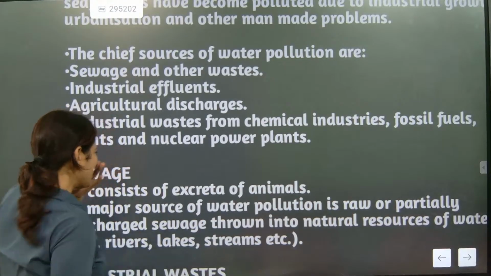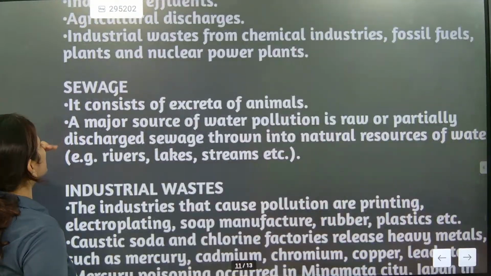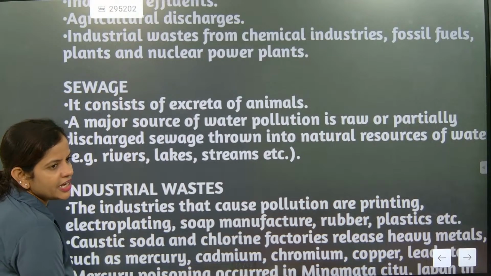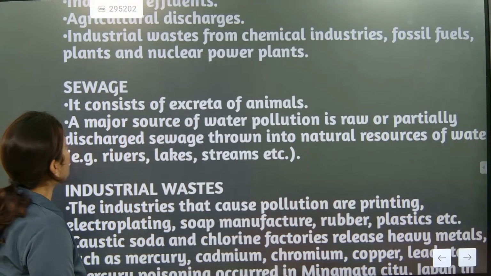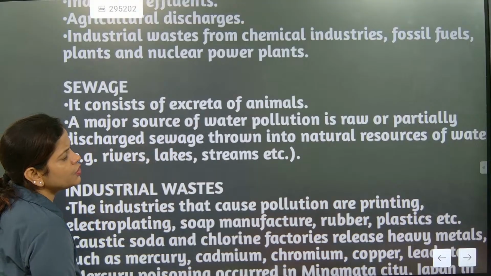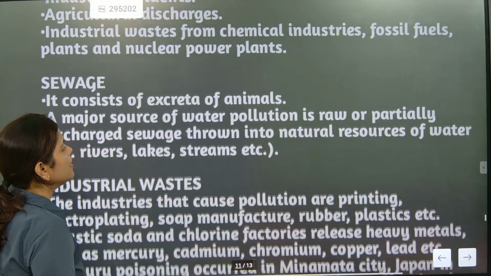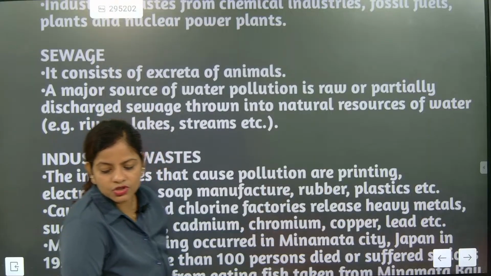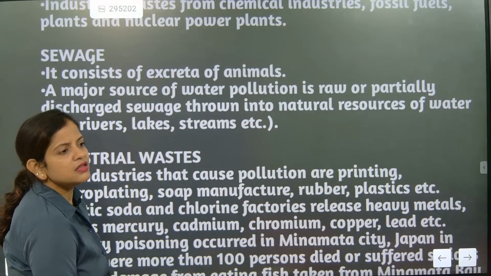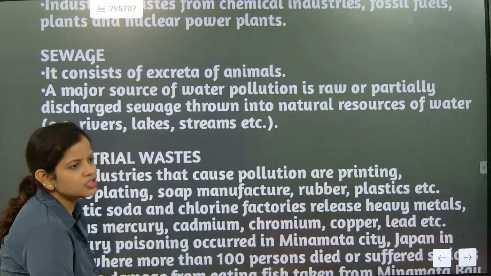Bad. Now sewage. It consists of excreta of animals. Now a major source of water pollution is raw or partially treated sewage thrown into natural resources of water, rivers, lakes, and that's what I talked about right now. Now pathogens are there, and these pathogens will directly impact whom, beta? The direct impact is coming on us only.